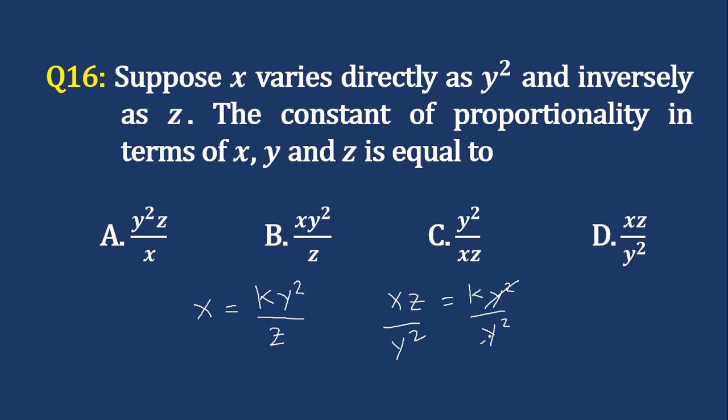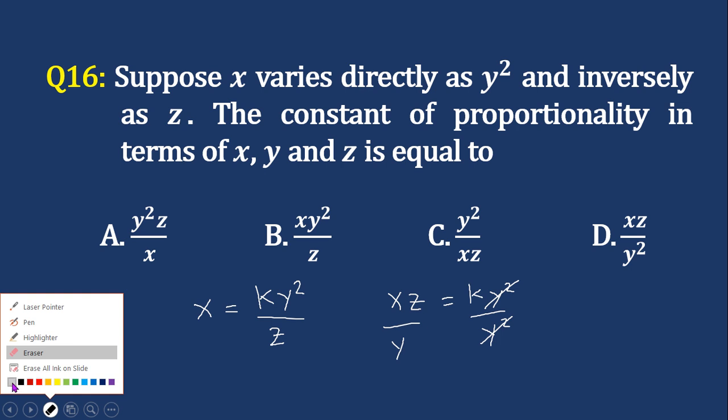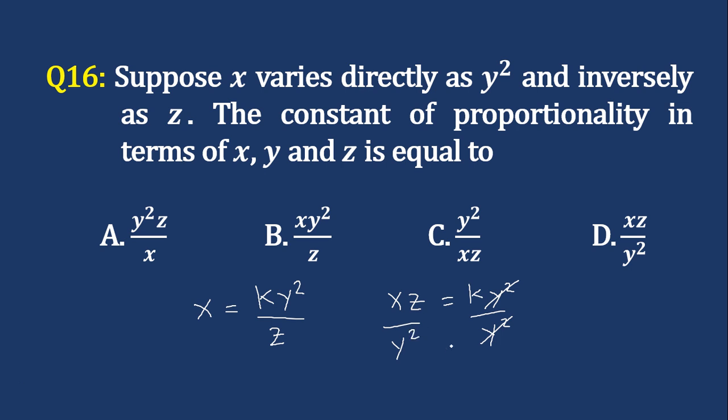So cancel na. Okay, so we have xz over yz equals k. So what is the answer? The answer is letter... no, this must be 2. I'm sorry. So let us repeat this. This must be y squared, not z. So this is y squared. So the answer is letter D.